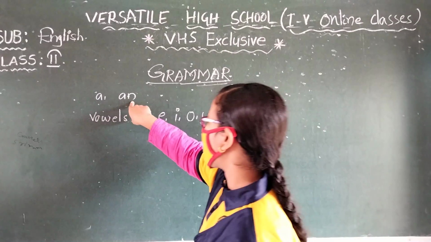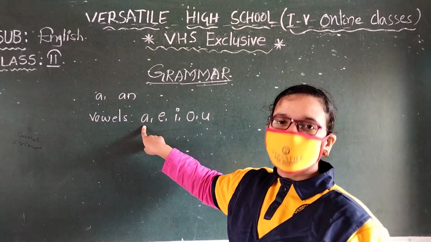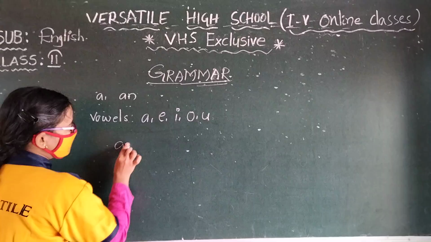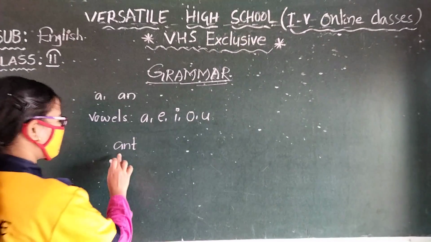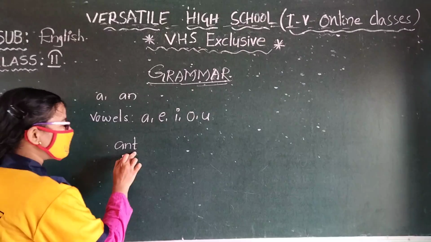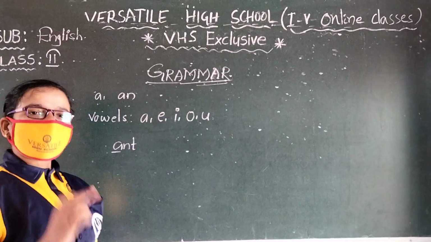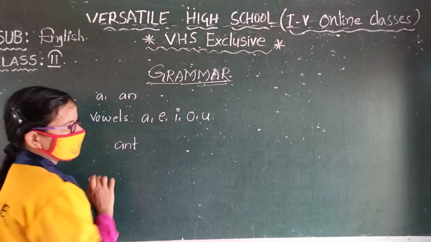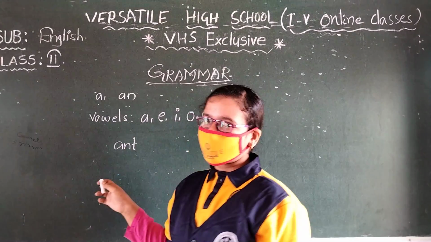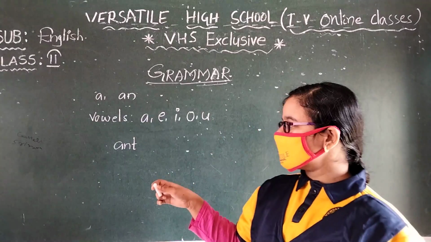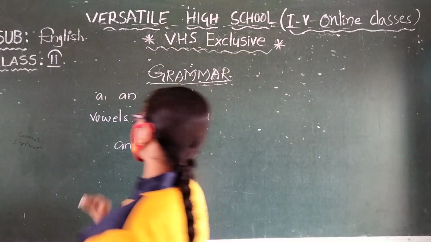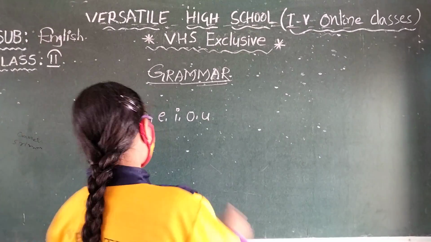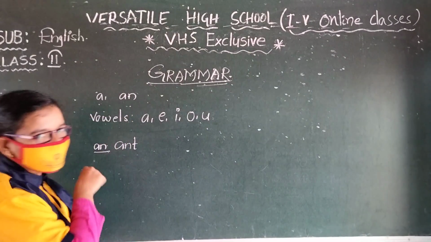We use an before a word starting with a vowel. What is this word? This word starts with a vowel, yes or no? A-N-T, ant. A vowel sound. Before this vowel sound, we use an.